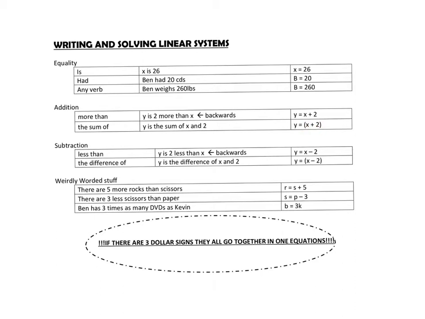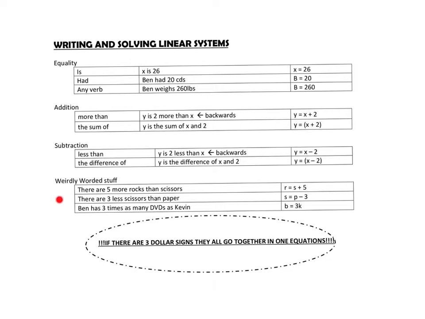We're going to use a subtraction symbol when we see the words less than or the difference of. So written backwards, y is 2 less than x. So we would write y equals x minus 2 here. Or the difference of, y is the difference of these two numbers, x and 2. So y equals x minus 2.